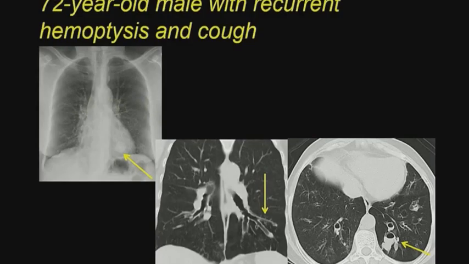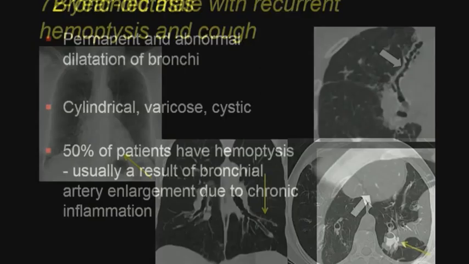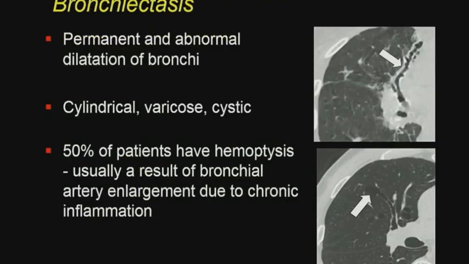So let's start with talking about a very common cause of hemoptysis, such as bronchiectasis. And this is one of the typical cases of bronchiectasis in this 72-year-old male with recurrent hemoptysis and cough. We can see that the chest radiograph shows a mass which is projecting over the left lower lung, and on the CT examination we can see much better the actual cause, which is cylindric and cystic bronchiectasis with air fluid level. Very typical picture of a patient with bronchiectasis.